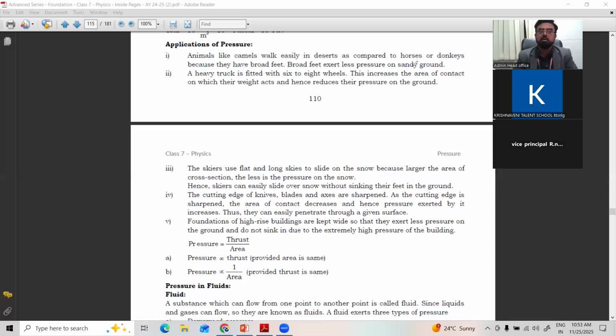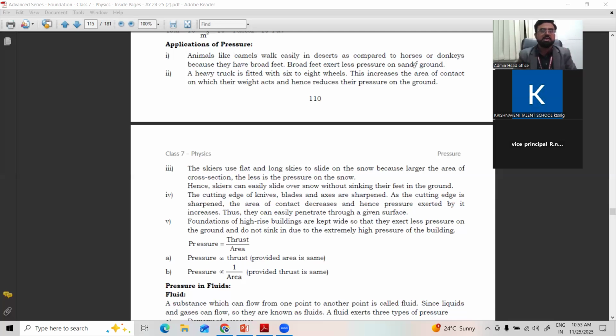Right? And the foundation of a high-rise building. When you have 10 floors, 20 floors or big buildings, their foundation has a very wide area. Because area is more, pressure is less on the foundation, so that the building stands safely, right?